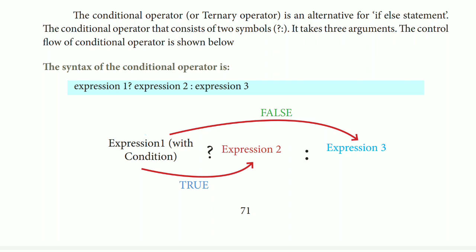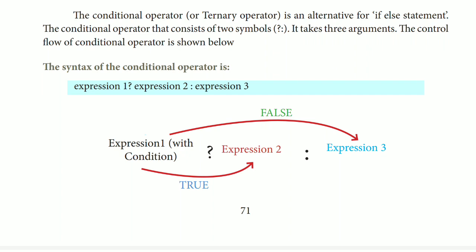So the first parameter is the condition. This condition must return true or false. The result of this conditional statement must be true or false, so that must be given as the first expression here. After that you have to give the question mark. So this is the syntax of it. If the syntax is given, then you must follow the syntax.